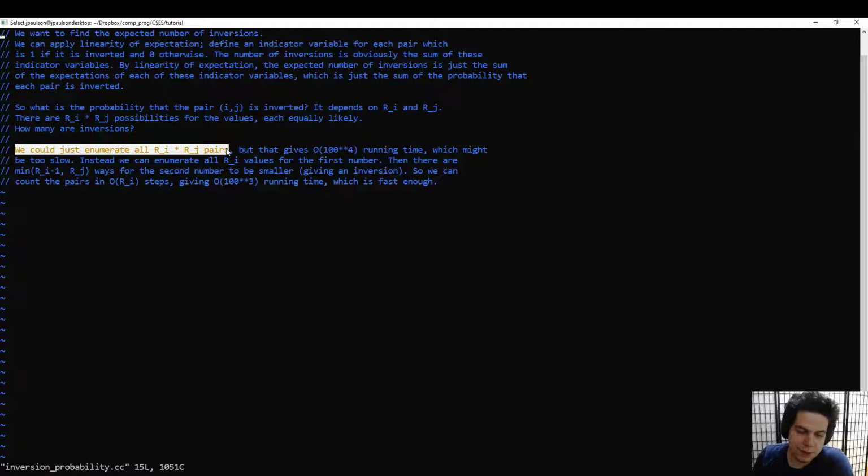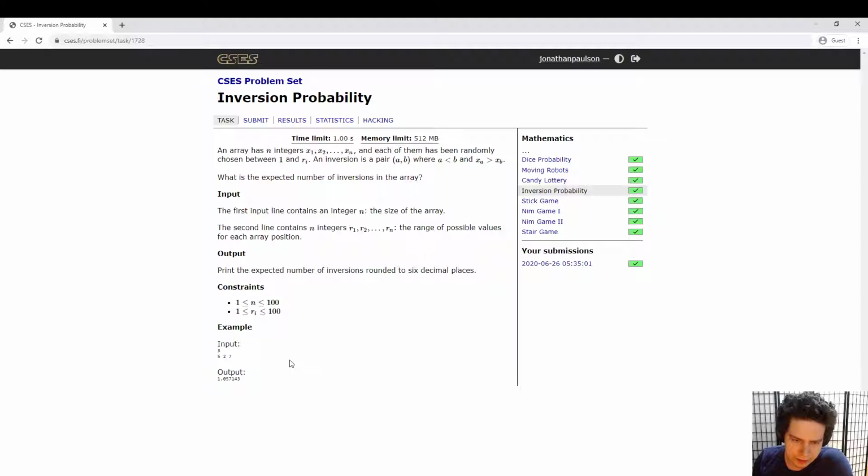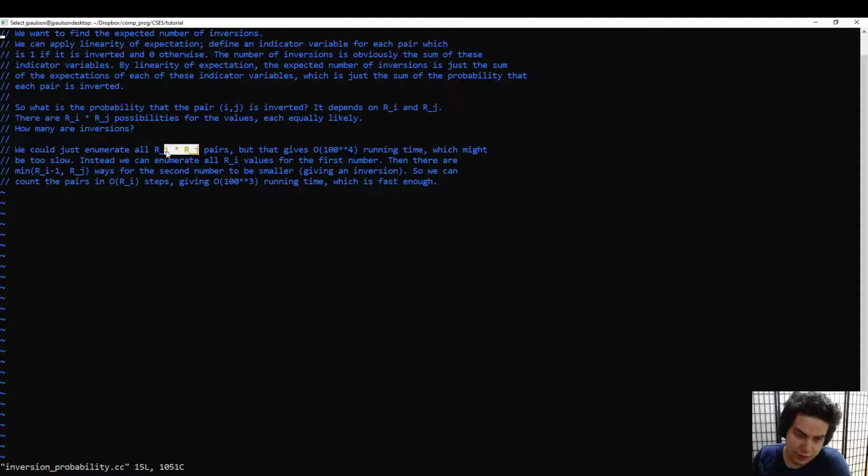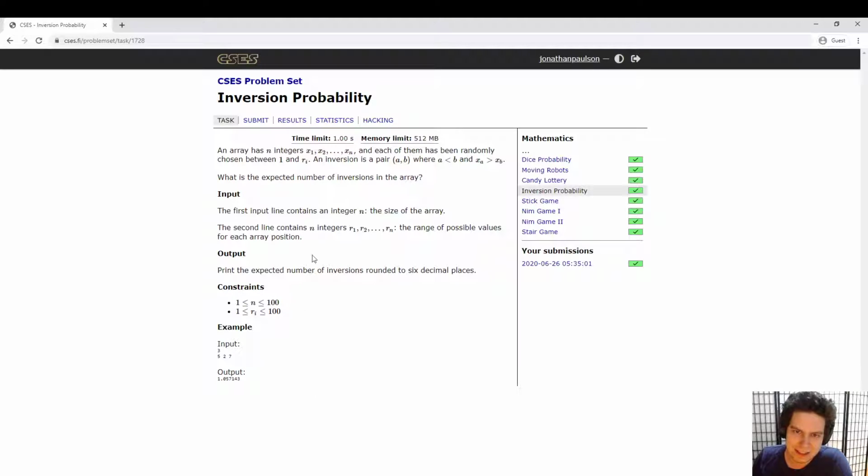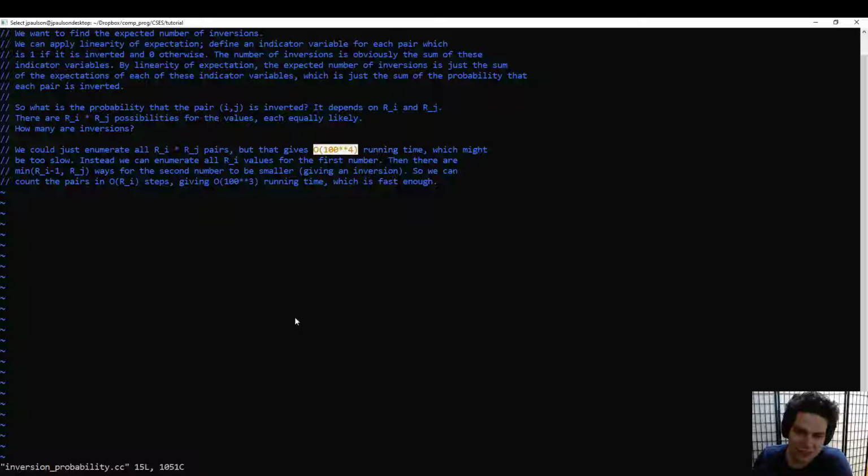So one idea would be to just check all the pairs. But that's actually kind of too slow, right? How many pairs are there? There's like n squared. It's like 100 squared. And the r's can be up to 100. So if we just check all the pairs, there's Ri times Rj. That's like 100 to the 4 running time, which is dangerous, right? To do 100 million in 1 second. Maybe you could do it.